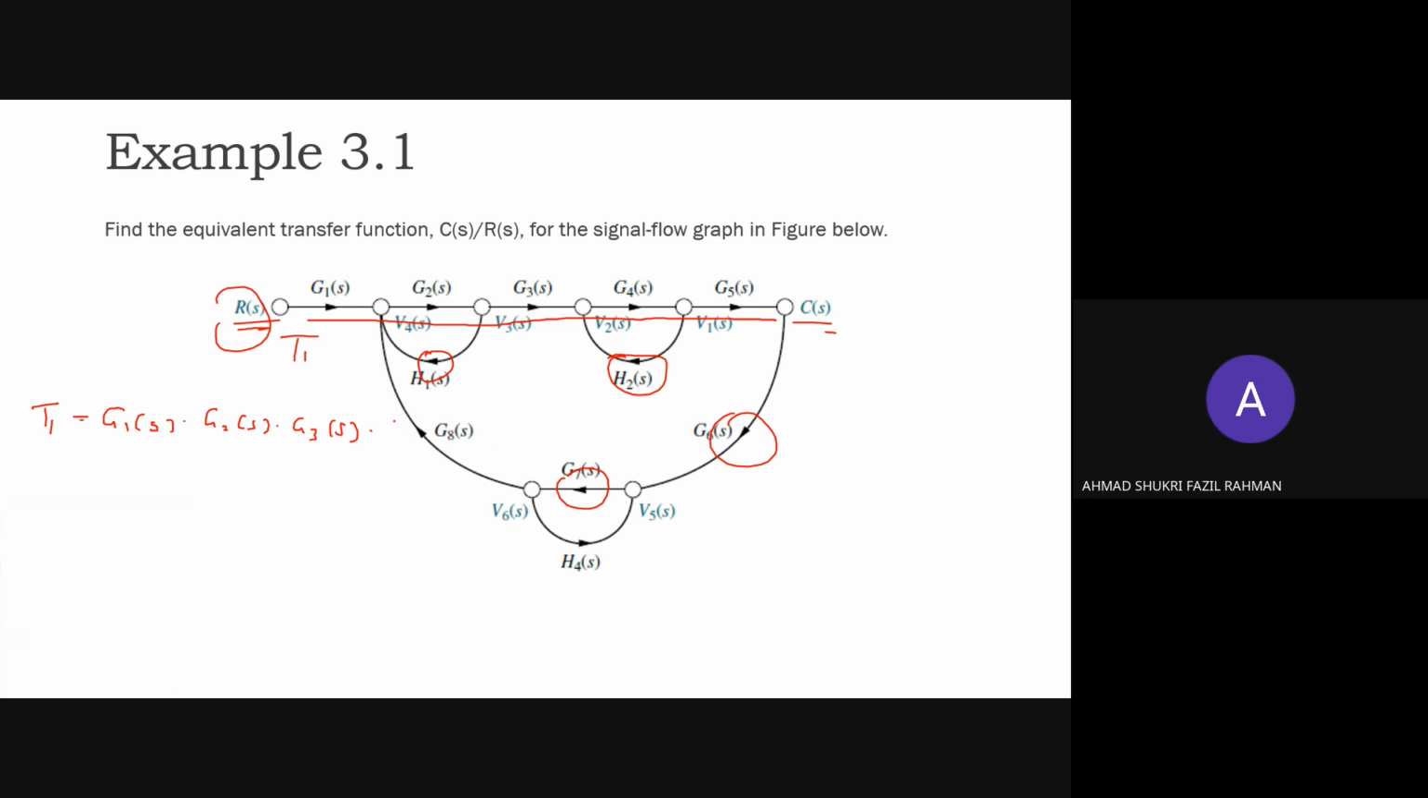Multiply by G4(s), and then multiply by G5(s). So this is T1. Okay, so make sure whenever you want to solve a Mason's rule problem, always look out for extra forward paths. Sometimes there is only one, sometimes there is more than one. Make sure that you're aware of this condition. And then we go back.